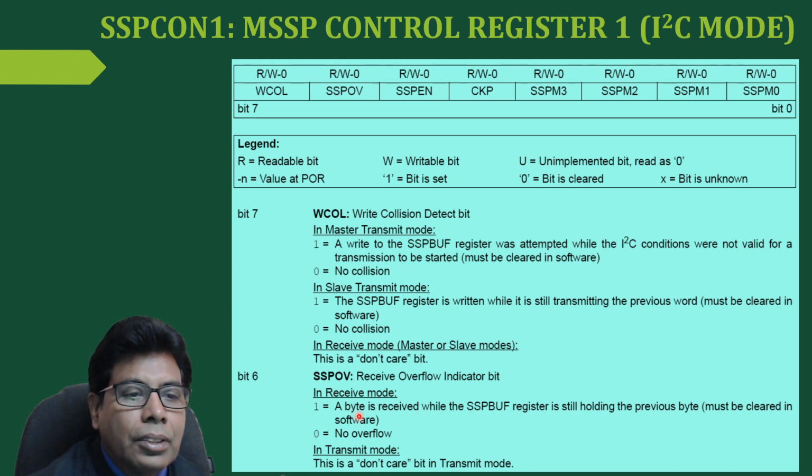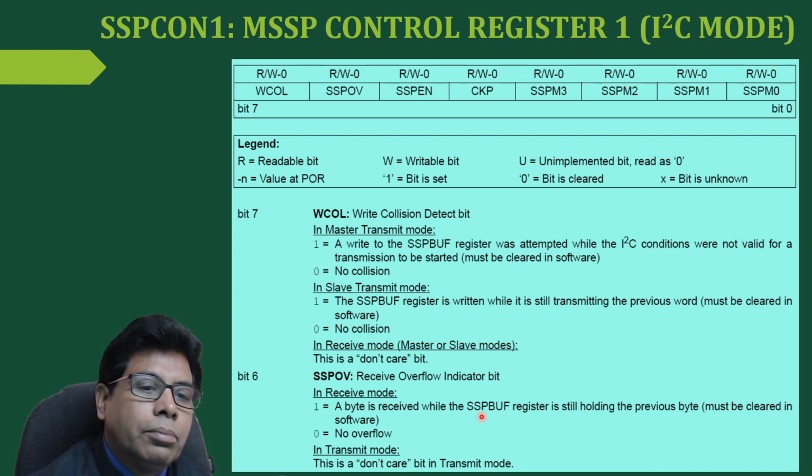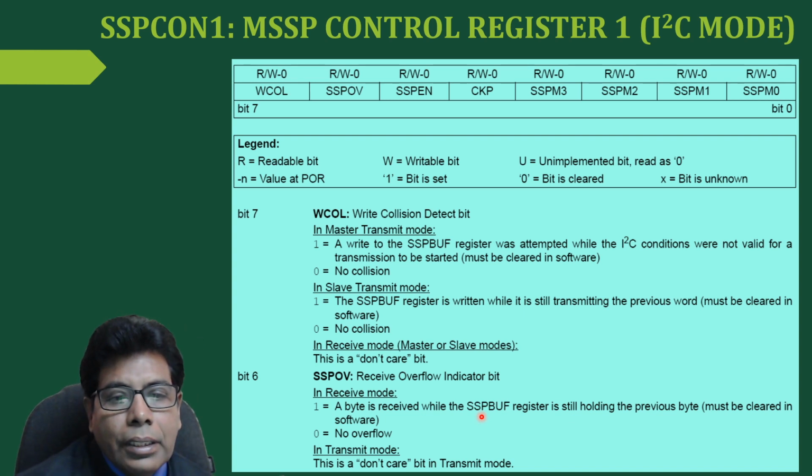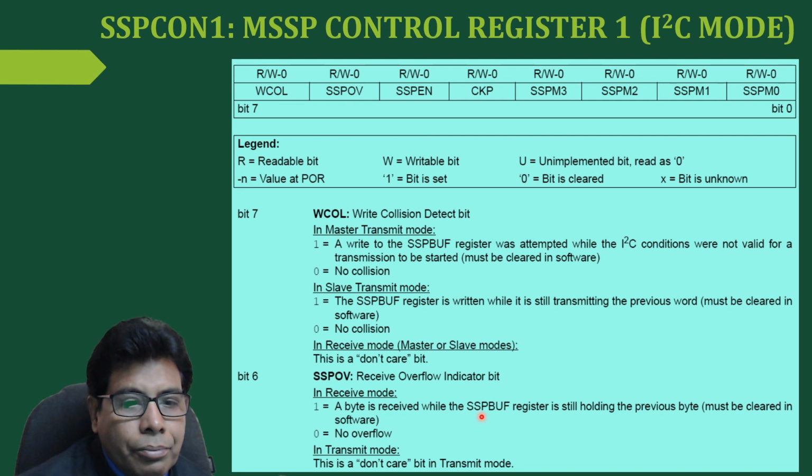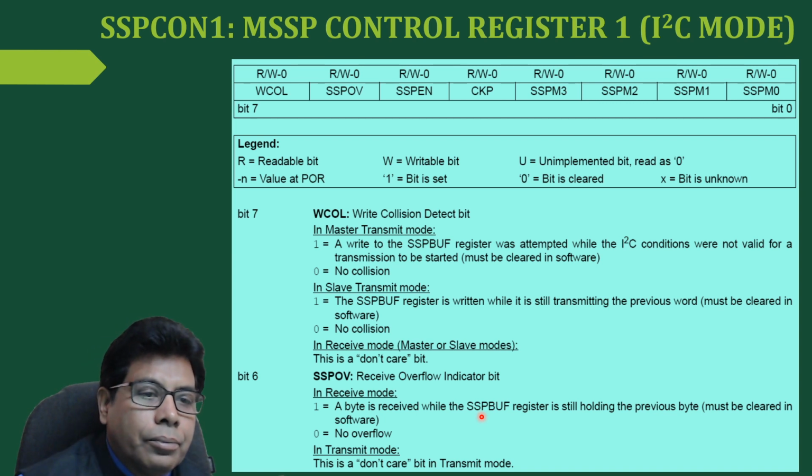Then bit 6 is the receive overflow indicator bit. So 1 means a byte is received while the SSPBUF register is still holding the previous byte. So it should be cleared in software. And 0 means there is no overflow. Then in the transmit mode, this will be a don't care because the receive overflow will occur in the receive mode.